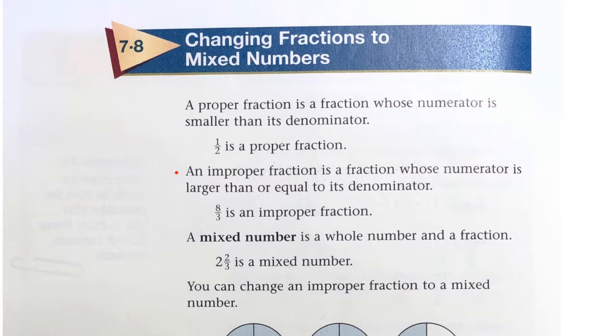An improper fraction is a fraction whose numerator is larger or equal to its denominator. 8 over 3 is an improper fraction. And now a mixed number is a whole number and a fraction, like 2 and 2/3 is a mixed number. You can change an improper fraction to a mixed number.